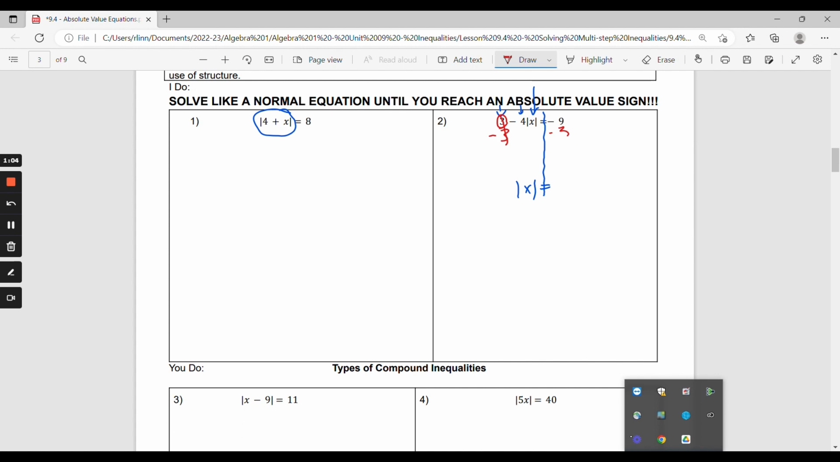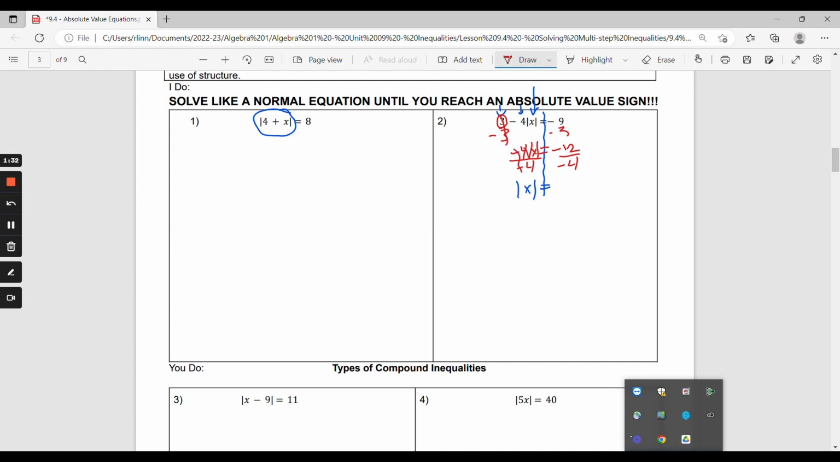So 3 minus 3 is going to cancel out. On the right side of our equation, we have negative 9 minus 3. Negative 9 minus 3 is negative 12. So we have negative 4 times the absolute value of x is equal to negative 12. Now, we're not done getting the absolute value by itself yet. We still have to get rid of that negative 4, which we're going to do by dividing by negative 4, which is, of course, the opposite of multiplying by negative 4.